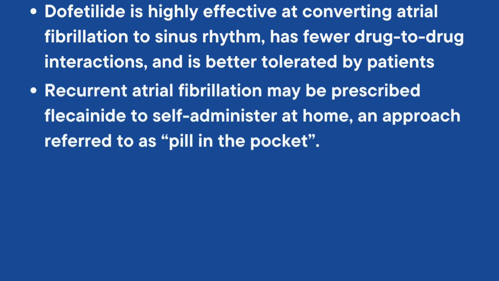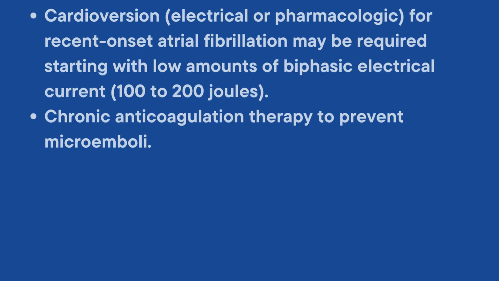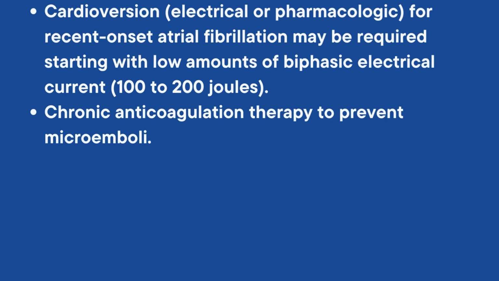Some patients with recurrent atrial fibrillation may be prescribed flecainide to self-administer at home, an approach referred to as pill in the pocket. Cardioversion for recent onset atrial fibrillation may be required, starting with low amounts of biphasic electrical current, that is 100 to 200 joules. Chronic anticoagulation therapy may be warranted to prevent microemboli.